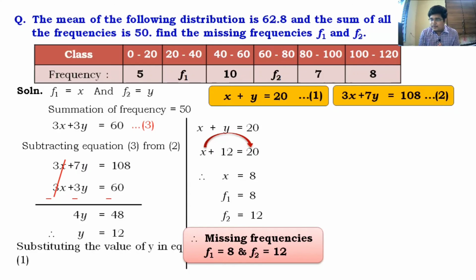In the next video, we'll be taking the next two methods of finding mean for grouped data, that is the shortcut method and step deviation method.